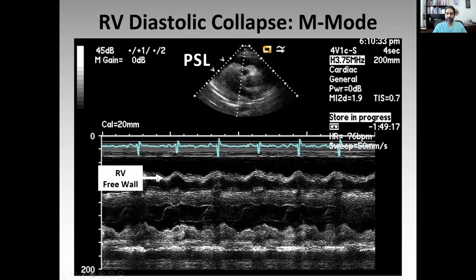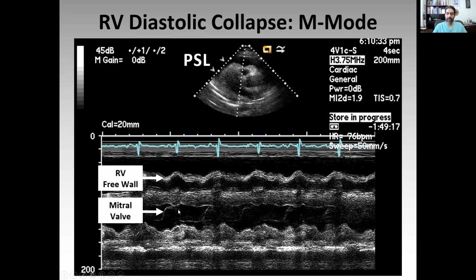Here is the RV free wall. So again, pericardium, pericardial effusion. There is the RVOT free wall. There is the RV chamber. There is the septum. Here is the LV. And then this thing here, moving up and down, is your mitral valve. And you can see this is the anterior leaflet of the mitral valve.